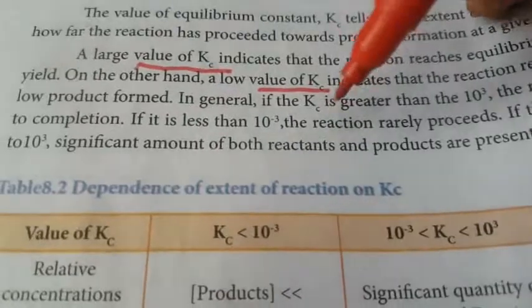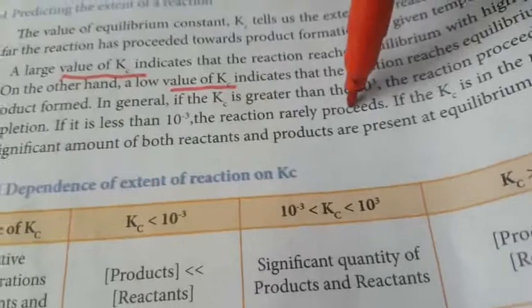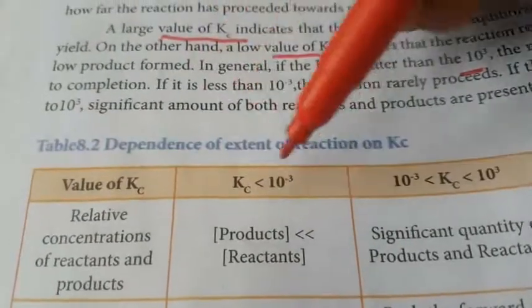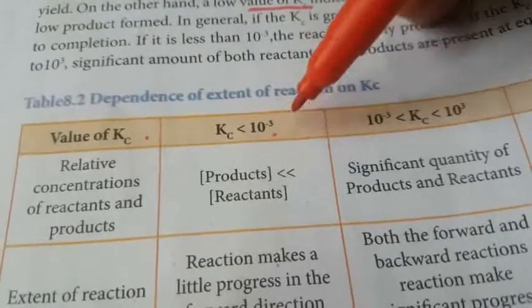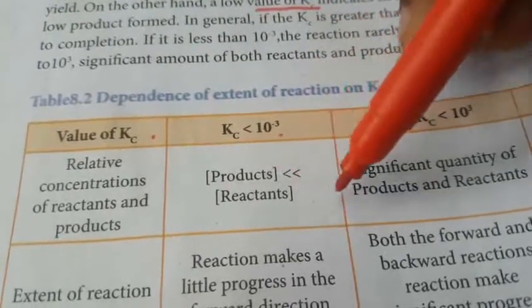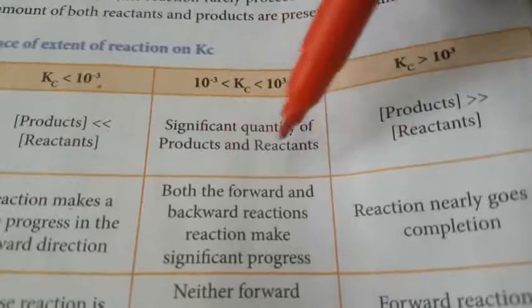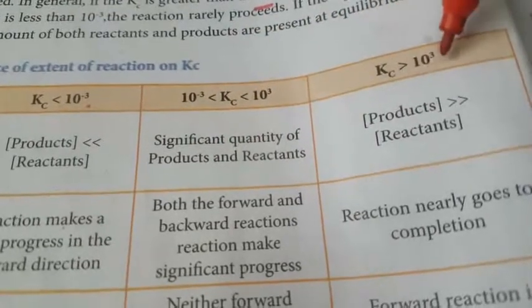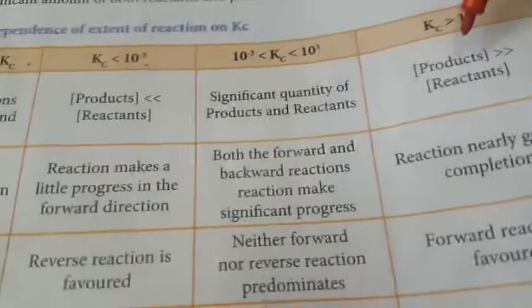In general, Kc greater than 10 power 3 means the reaction is nearly complete. So that is the dependence of the extent of the reaction on the value of Kc. If the Kc value is less than 10 power minus 3, the product is less than the reactant. If Kc is in between, there are significant amounts of both product and reactant.